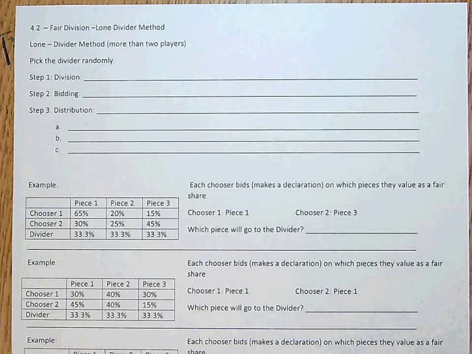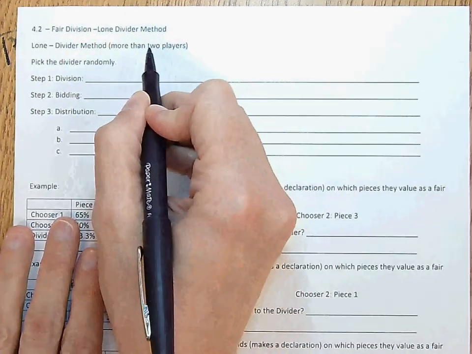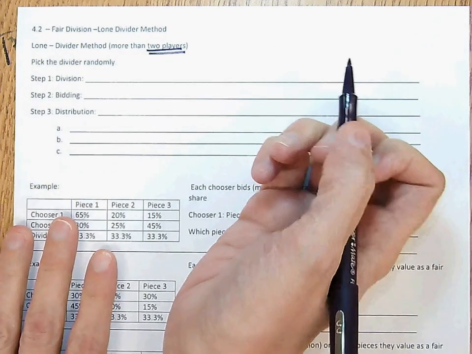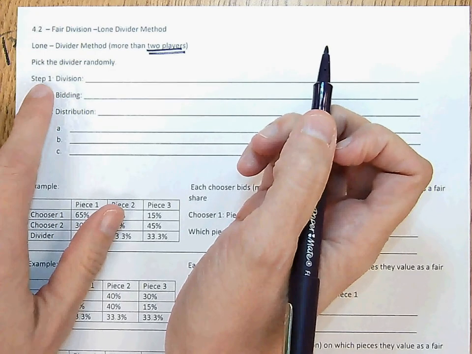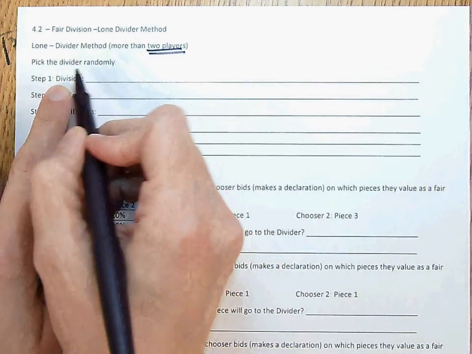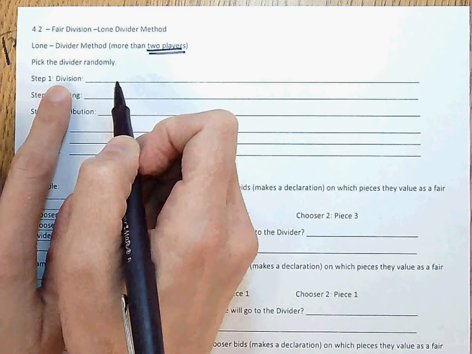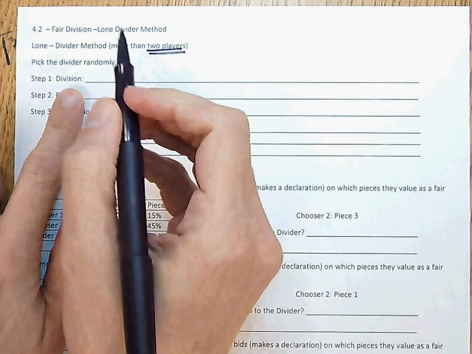Now what we're going to do is look at what we do when we have more than two players. We still have a divider, and the divider will do step one, the division of it. The divider will be picked randomly. It says right there, it'll be picked randomly. And then the divider gets to divide the objects into equal shares. So write that down.